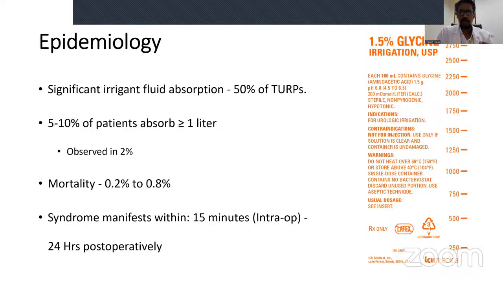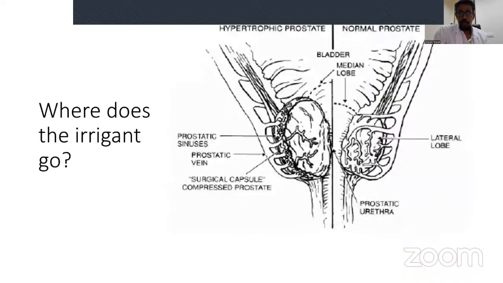A significant irrigant fluid absorption occurs in about 50% of all TURPs. Of them, about 5 to 10% absorb more than 1 to 1.2 liters, and in about 2% of these patients, they manifest with a TURP syndrome. So 2% of patients overall who undergo monopolar TURP will manifest a TURP syndrome. The mortality of TURP syndrome is low, only about 0.2 to 0.8% of all patients who manifest TURP syndrome. This syndrome generally manifests within 15 minutes, so it can happen intraoperatively, or it can start happening up to about 24 hours post-operatively.